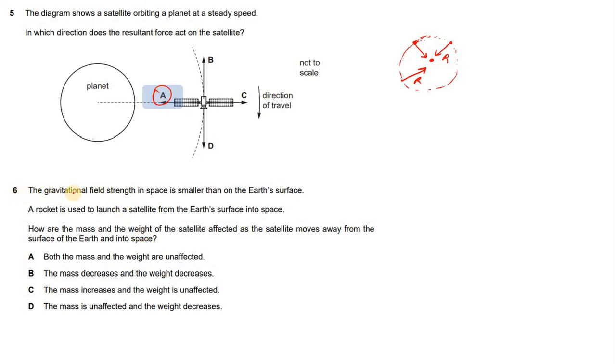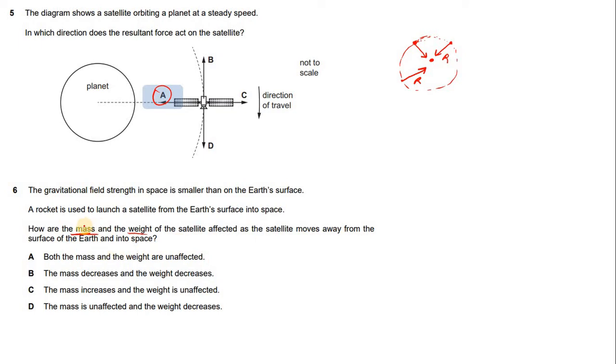Question number 6. The gravitational field strength in space is smaller than on the Earth's surface. A rocket is used to launch a satellite from Earth's surface into space. How are the mass and the weight of the satellite affected as the satellite moves away from the surface of the Earth and into space? How the mass and the weight change as you move away from the Earth.